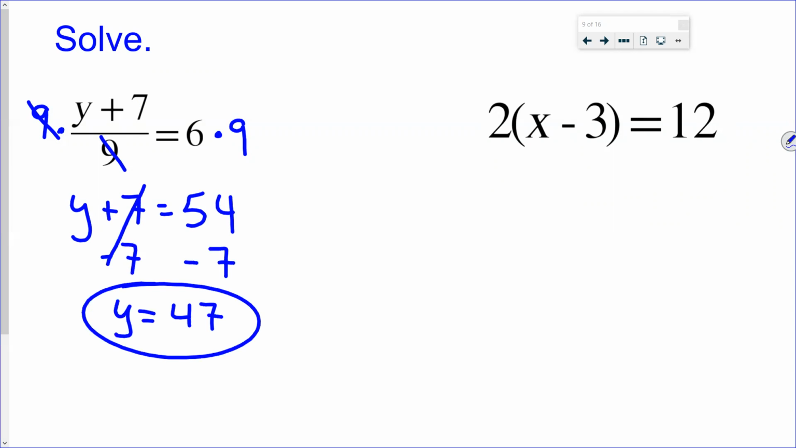And again, you could plug in 47 back in for y. You get 47 plus 7, which would give you 54. 54 divided by 9 gives you the 6. Okay.